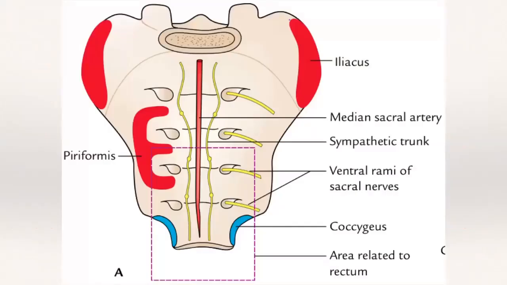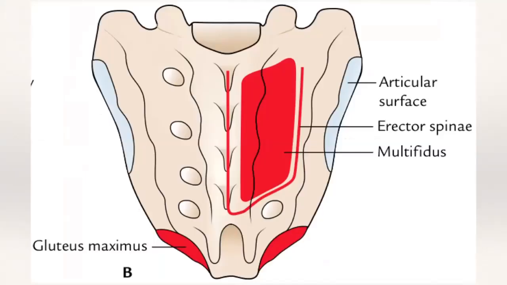You see, this is where iliacus is attached, and this is piriformis, right? Sacral foramina. This is multifidus and erector spinae. Here is where gluteus maximus is attached. Okay, this is called the inferior sacral angle. Okay, inferior angle.